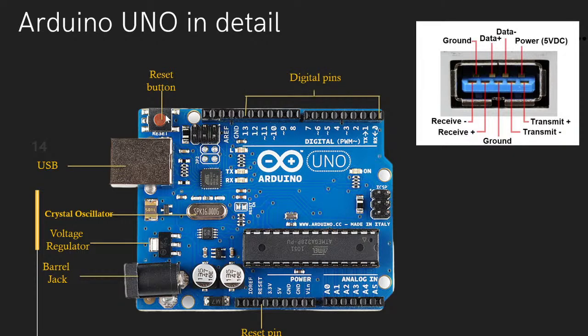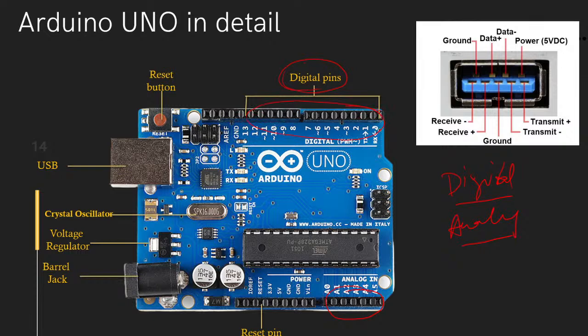And digital pins. What does the term digital mean? Hello guys, can anybody say what the term digital means? Digits, like digital. There are two types of pins. One is digital pins, another is analog pins. So here there are analog pins, and this is a set of digital pins.